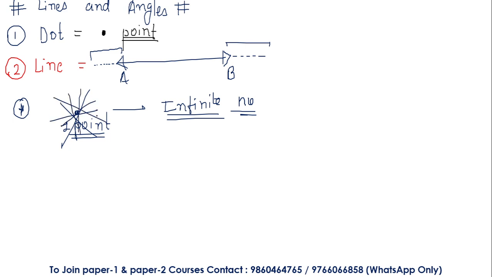So I'm not able to draw it properly, just try to understand. If this is the point, we can draw infinite number of lines through this. Okay, through one point, only one point.